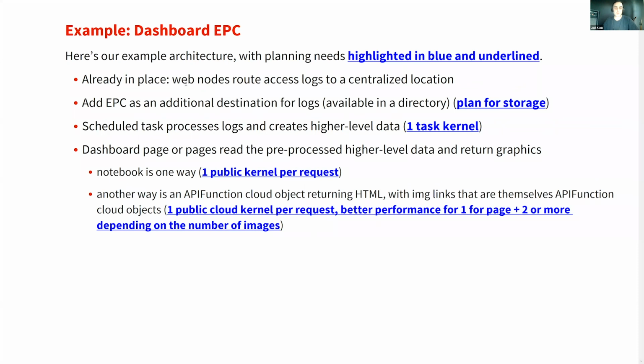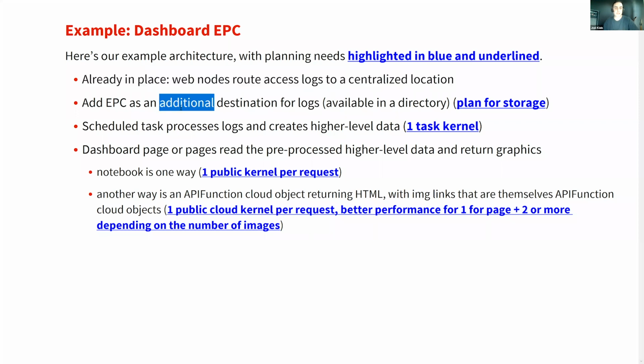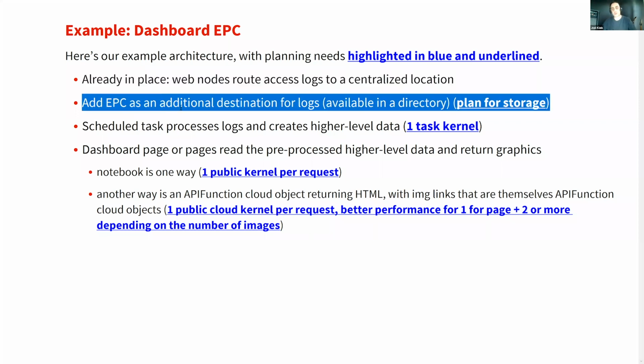What was already in place was the web nodes with logging, and we said we were going to have the logging get redirected to the EPC as well and store them in a directory. So, okay, we're storing something, we need to plan for the storage. And you might say, well, after the logs are processed, we don't need them anymore. We're really only going to use a constant, fixed amount. We're not going to accumulate those. So you have to think about just what your data need is.